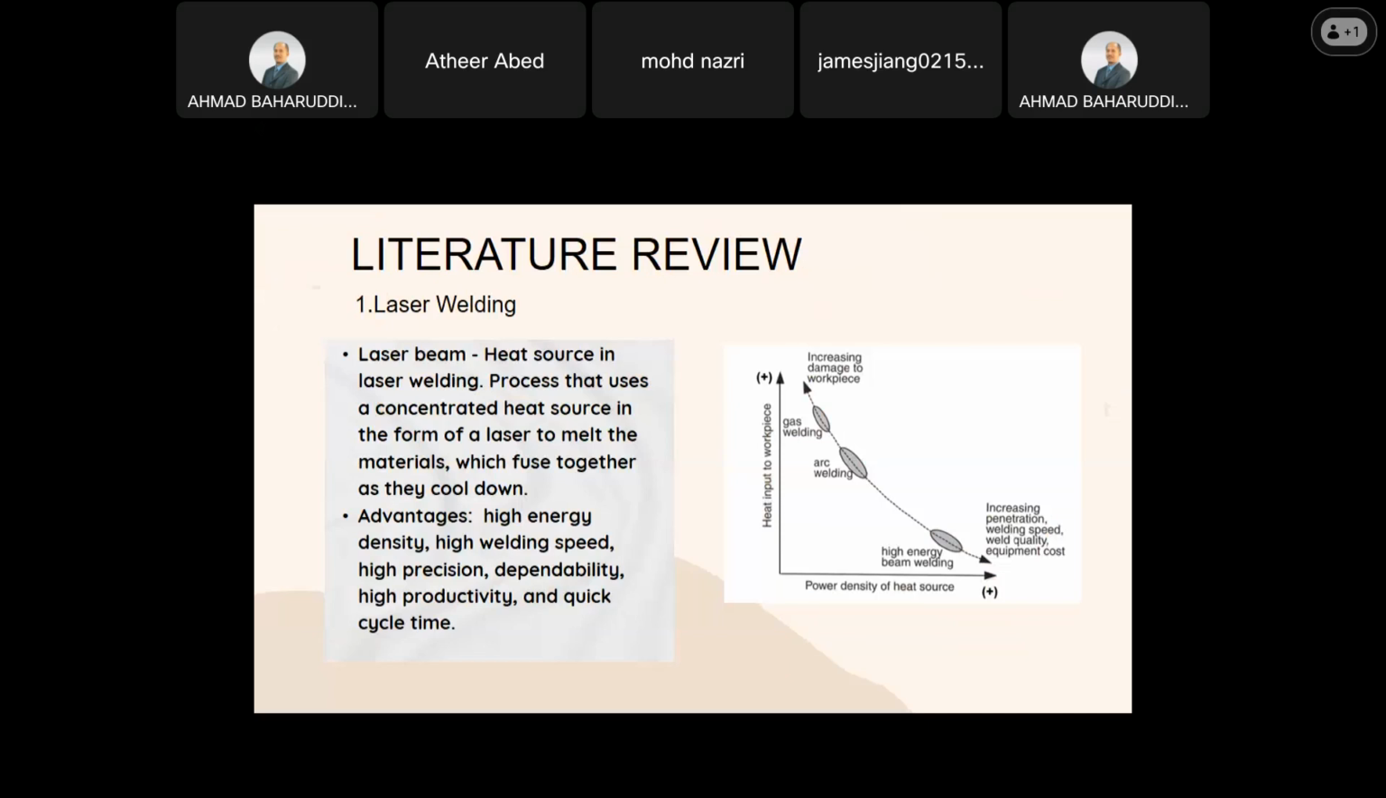So as you can see from the diagram, from the graph, it shows that the high energy welding, which is laser welding, will give more advantage compared to the gas welding and the arc welding, which is it will give the high energy density, high welding speed, high precision, dependability, high productivity, and quick cycle time.